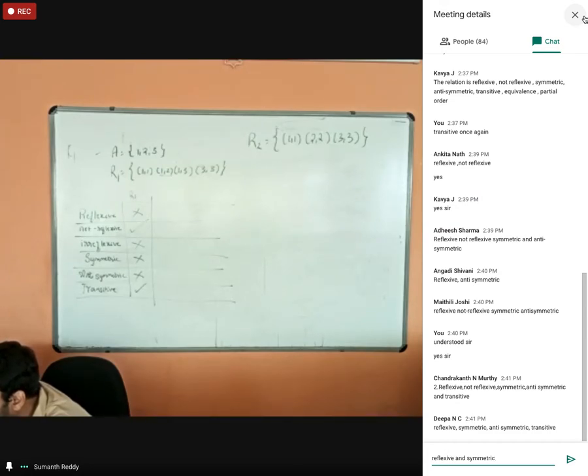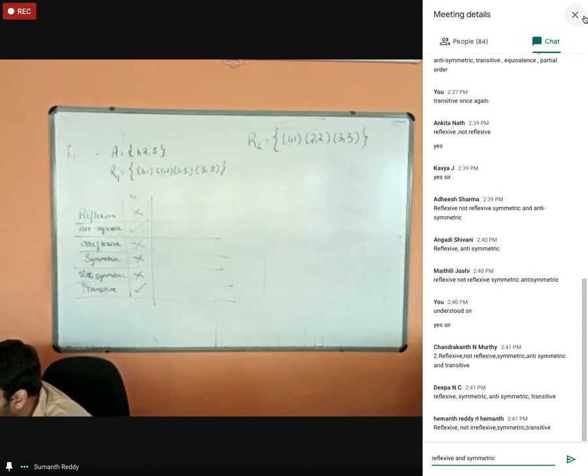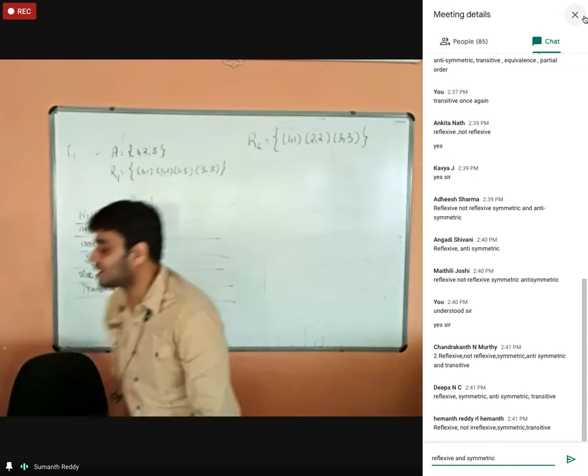If I correct, Kavya, you have told reflexive, not reflexive. No, actually not reflexive doesn't come. If all the elements are related, then it can't be not reflexive. And you have told symmetric, antisymmetric, transitive. And you have also told equivalence, partial. Very good. Okay, fine. Most of you, I think, have answered well.